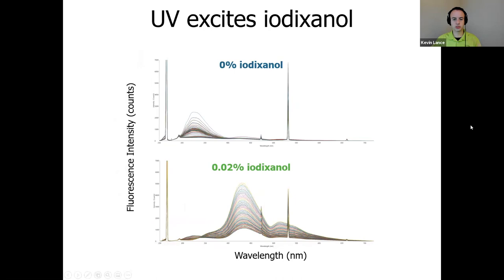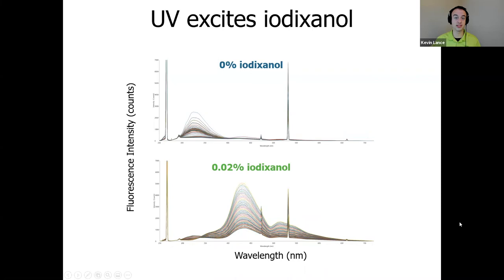Just to show it one more time by contrast, here's our 0% iodixanol sample where we see just the protein signal fluorescing like normal. And here's our sample containing only 0.02% iodixanol, a very low volume percentage, but a massive amount of fluorescent intensity.